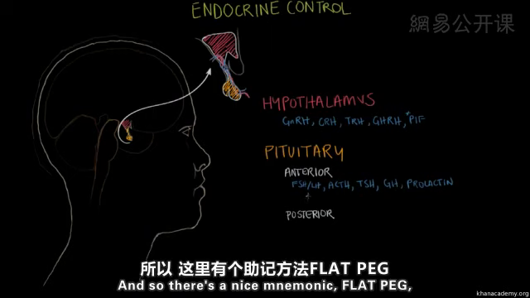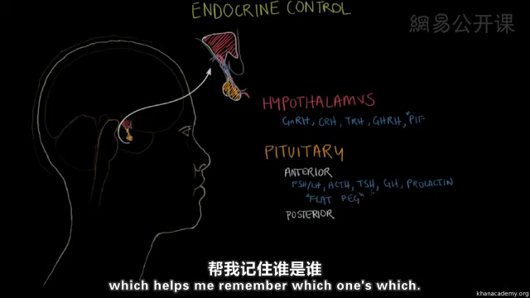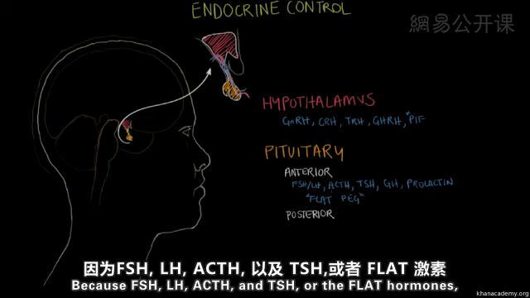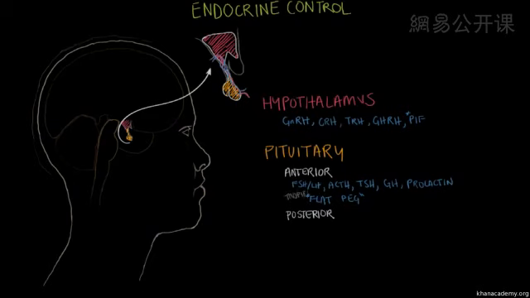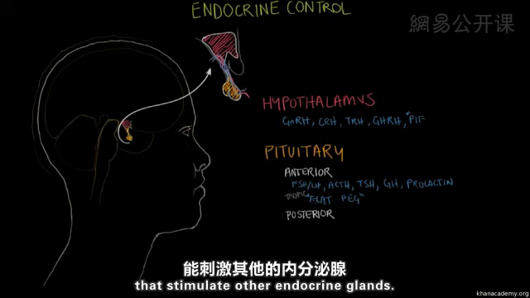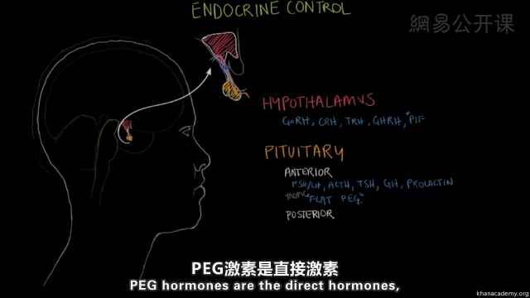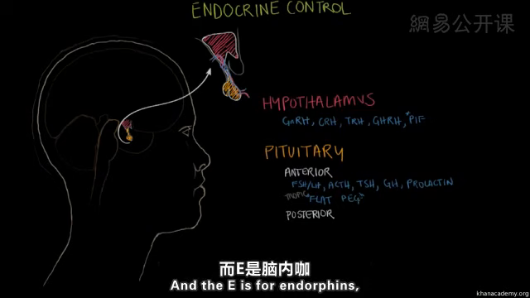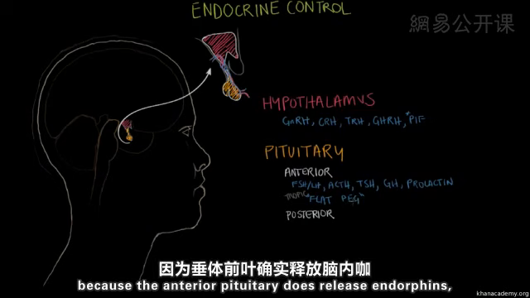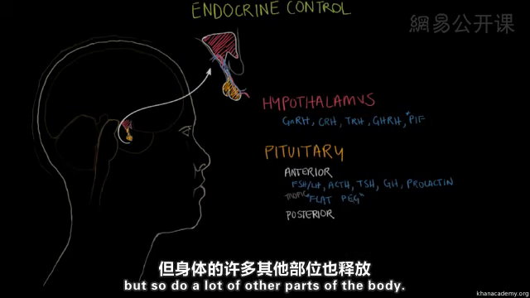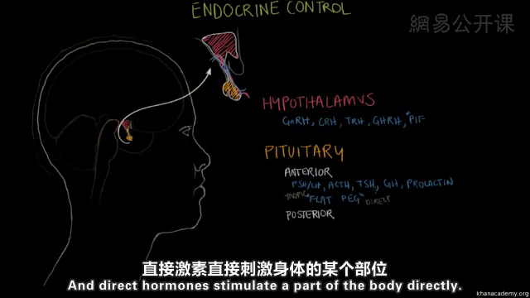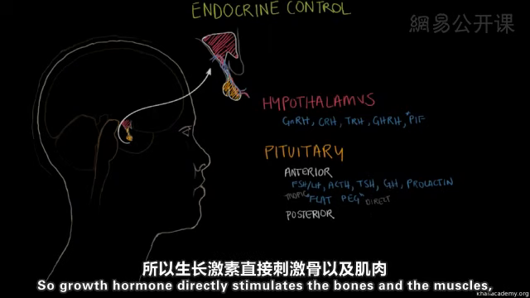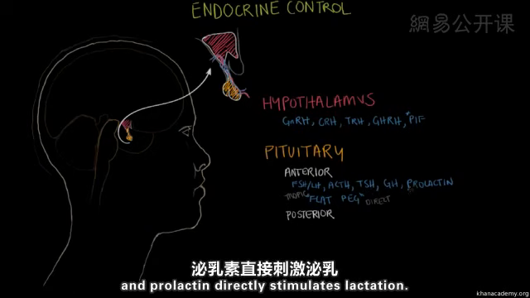And so there's a nice mnemonic, flat peg, which helps me remember which one's which, because FSH, LH, ACTH, and TSH, or the flat hormones, are called tropic hormones. Let me get a different color for this. And the tropic hormones are hormones that stimulate other endocrine glands. PEG hormones are the direct hormones, and they include prolactin and growth hormone, and the E is for endorphins, which I haven't included in this list because the anterior pituitary does release endorphins, but so do a lot of other parts of the body. And so E is for endorphins, but the PEG hormones are direct hormones. And direct hormones stimulate a part of the body directly. So growth hormone directly stimulates the bones and the muscles, and prolactin directly stimulates lactation.